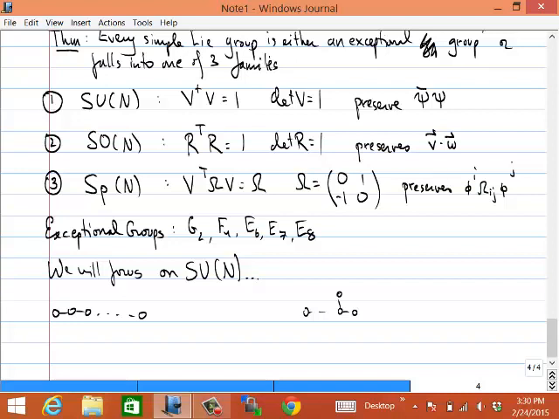Okay, so now what I want, yes, question. Why are we going to focus only on SU(N)? Is there a particular reason? Because SU(N) is the group that appears in the standard model of particle physics: SU(3) times SU(2) times U(1).